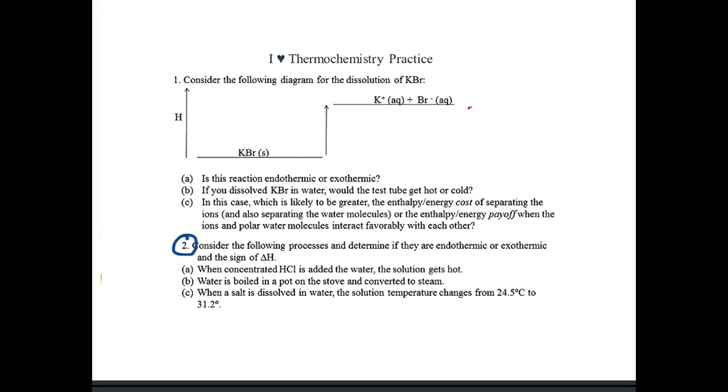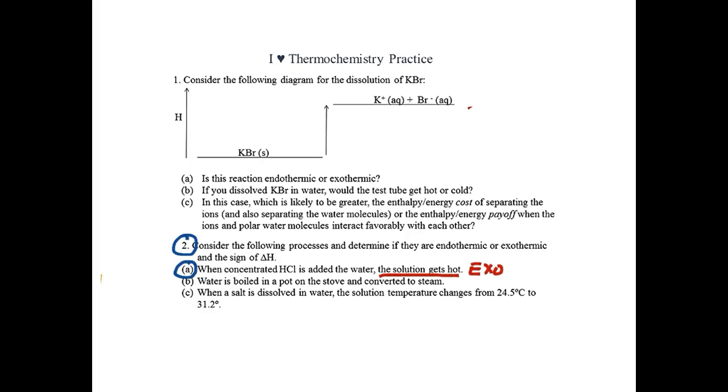Number 2, consider the following processes to determine if they are endothermic or exothermic, and the sign of delta H. When concentrated HCl is added to water, the solution gets hot. So the information that you have there that will help you answer this question is the temperature change. The solution gets hot. That is always true for an exothermic process. The excess heat is released to the surroundings, which is why they get hot. So that's exothermic. Delta H is negative.